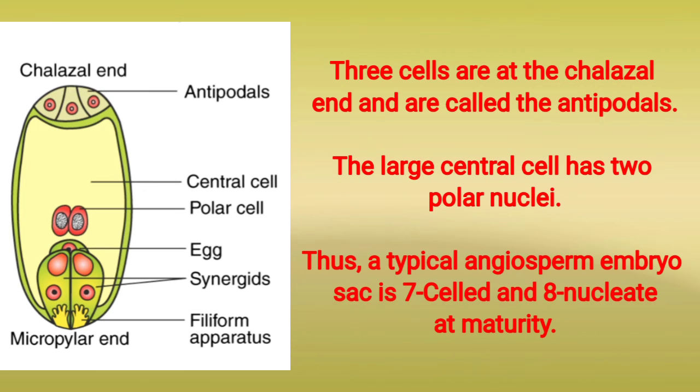Now come back to the diagram and look at the chalazal end. Here we can see there are 3 cells, and these 3 cells together are known as the antipodals, and they are at the chalazal end. In the central cell we have the 2 nuclei, and both nuclei are inside one single cell, which is known as the central cell. These polar nuclei are situated just below the egg cell.